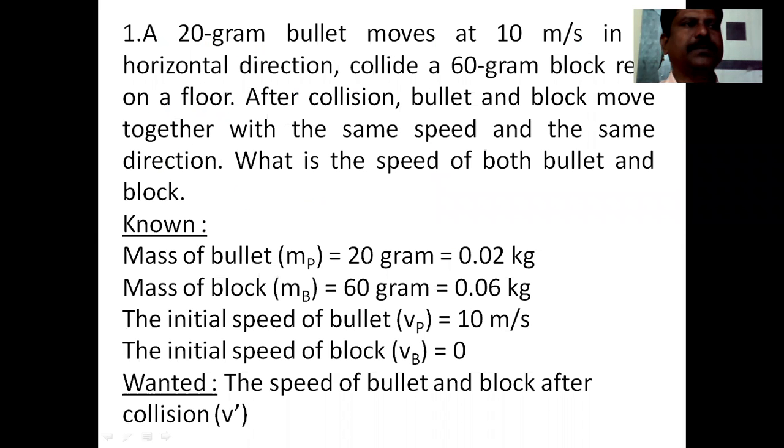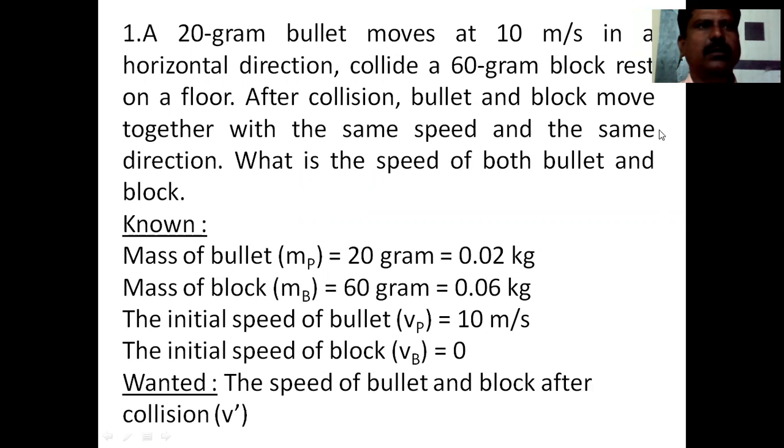So the problem is: a 20-gram bullet moves at 10 meters per second in a horizontal direction and collides with a 60-gram block. The bullet and the block move together with the same speed in the same direction. What is the speed of both the bullet and the block?